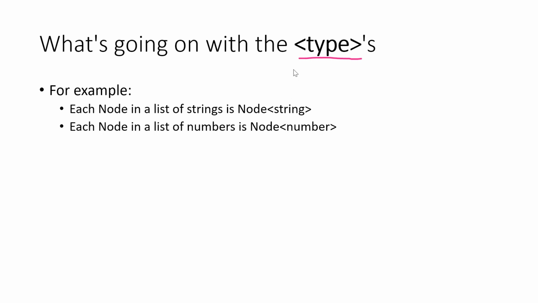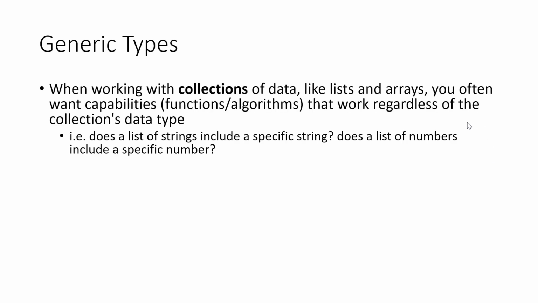So a node that can work with strings or a node that can work with numbers. And the question is, what is actually happening behind the scenes here? And can we learn a little bit more about this in order to understand what's going on? This is a concept that's called generic types.